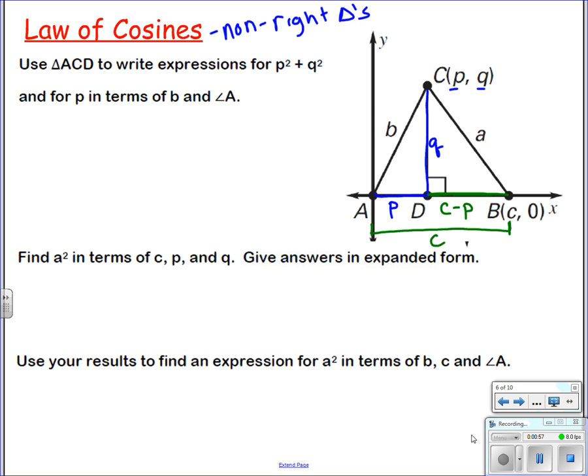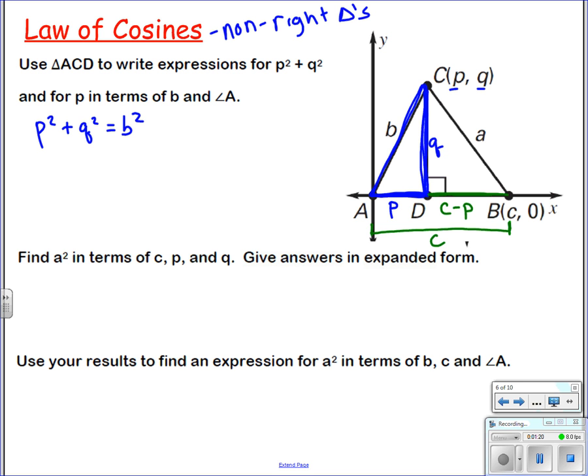So use triangle ACD to write an expression for P squared plus Q squared. P squared plus Q squared, well, that's the Pythagorean theorem. P squared plus Q squared is going to equal B squared.